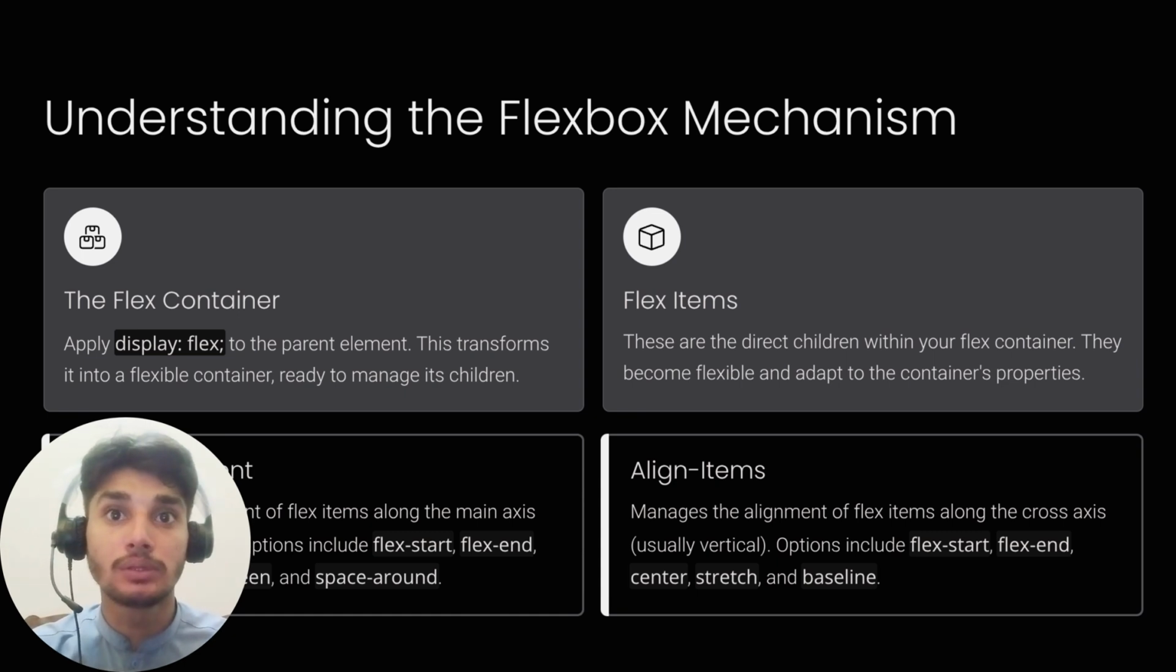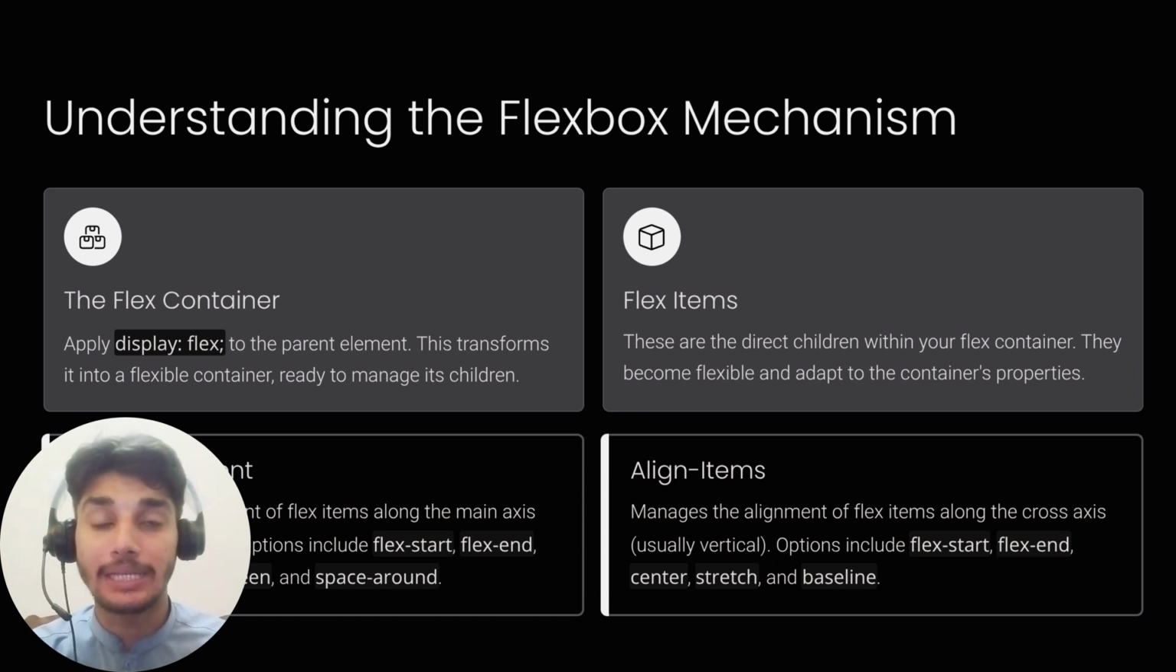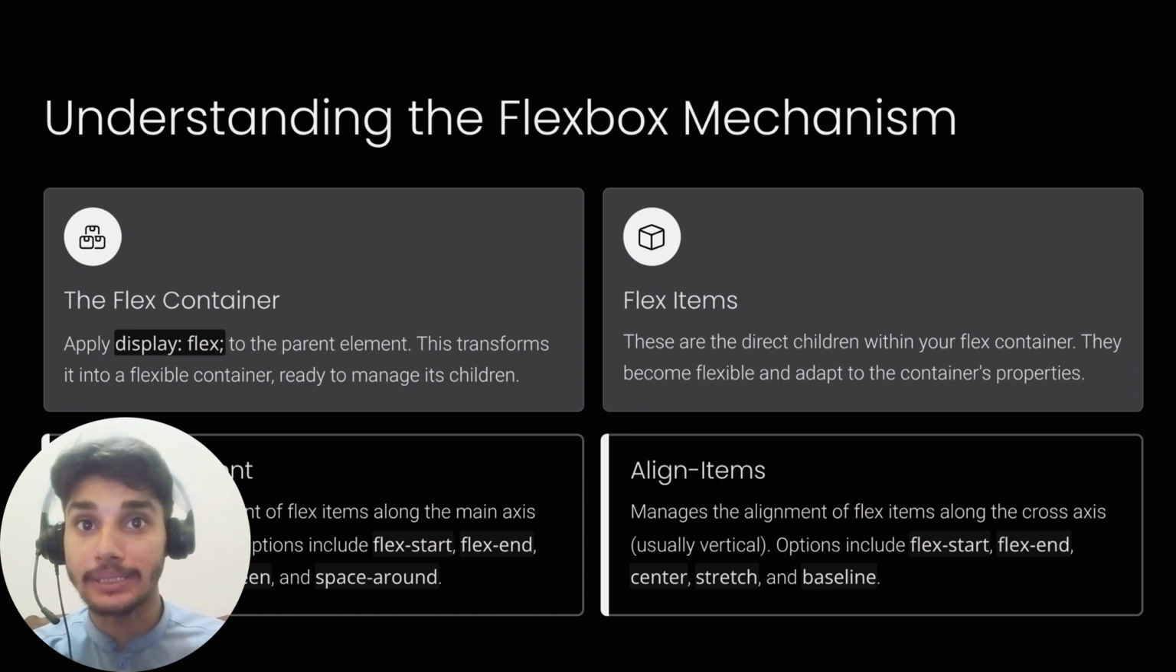Flexbox works on two main parts: flex container and flex item. The flex container is the parent element that gets display flex. The child elements inside that container are called flex items. You control layout using properties like justify content, which aligns the items horizontally, and align items, which aligns them vertically.